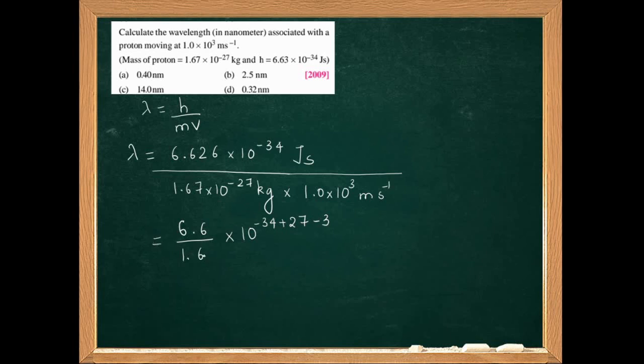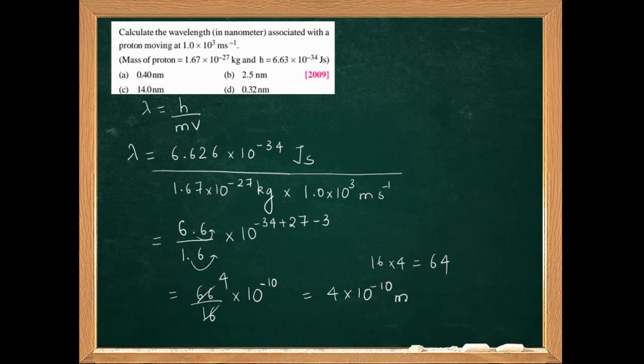If I shift the decimals for both 6.6 and 1.6, this will be 66 upon 16 into 10 to the power. Minus 34 plus 27 gives us minus 7, and minus 7 minus 3 is minus 10. Now, 16 into 4 is 64. This is a little greater than 64, which is 66. So approximately we can consider 4. So this gives us 4 into 10 to the power minus 10.